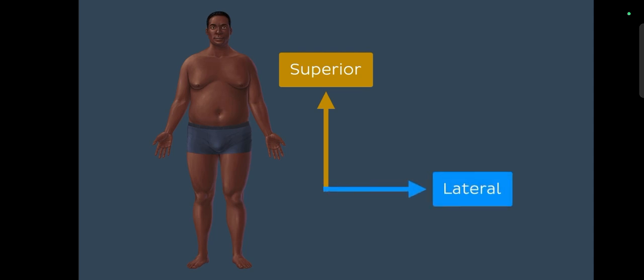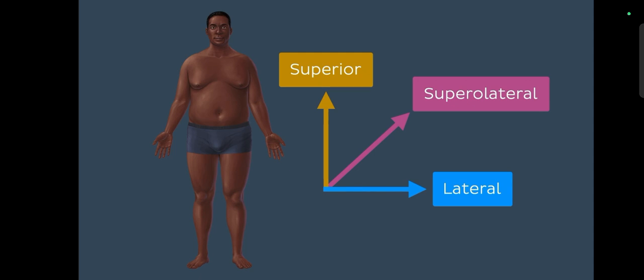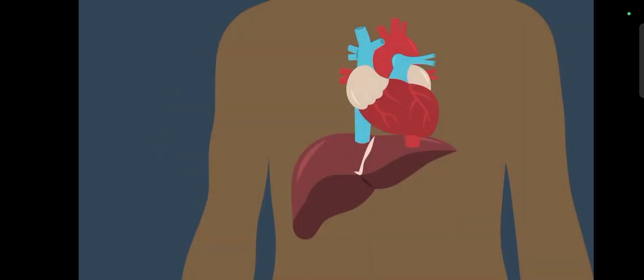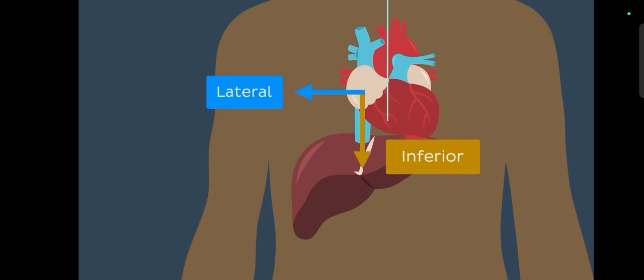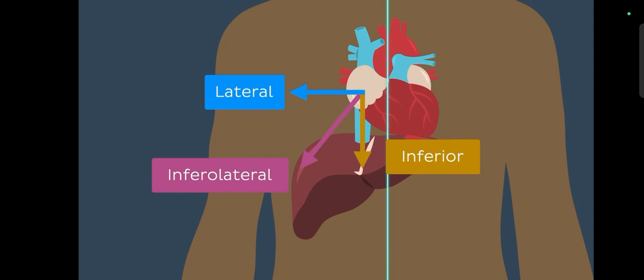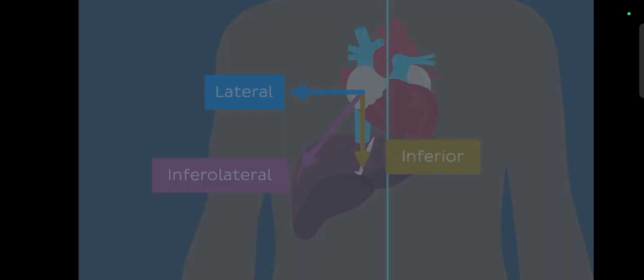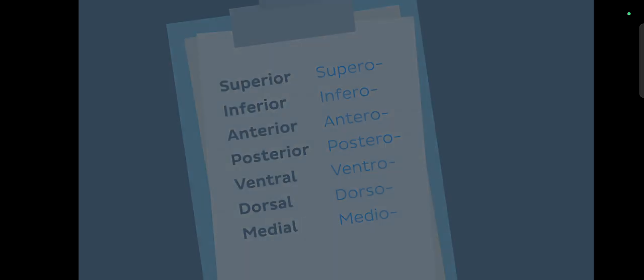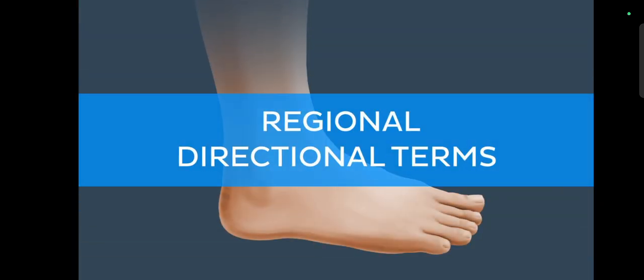Fortunately, we can combine them to give a more accurate description of anatomical structures. The liver is located below the heart and away from the midline, so we can describe that as inferolateral. To combine the two directional terms, we usually abbreviate the first term, like in this list, and then add it to the second term. Now let's take a few moments to discuss some regional directional terms, which are specific to certain parts of the body.